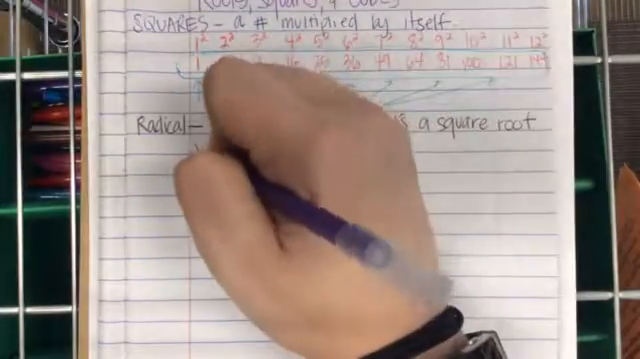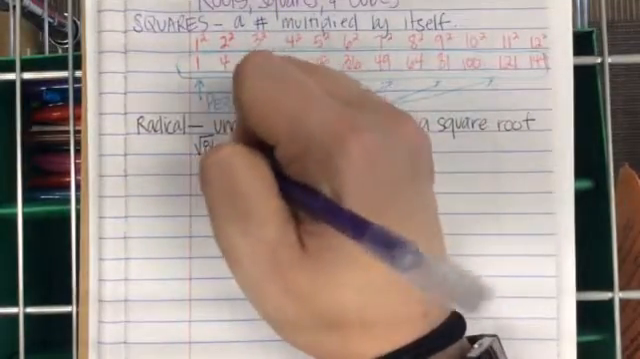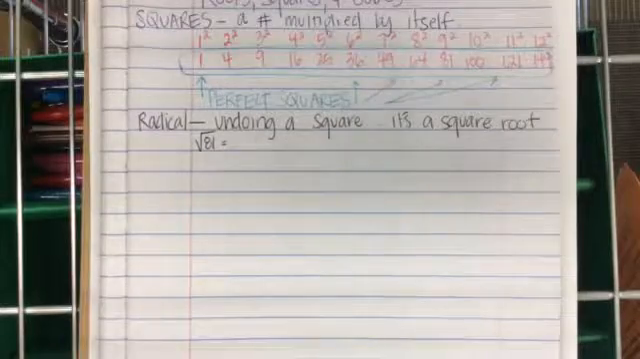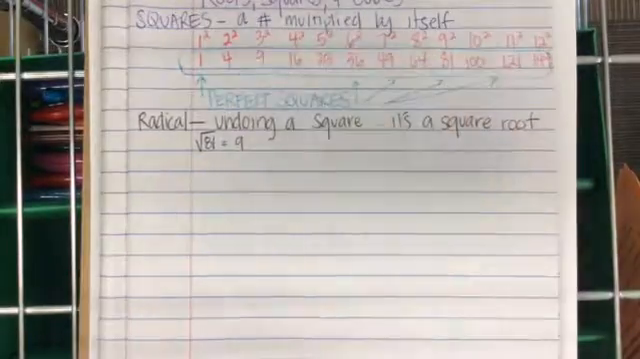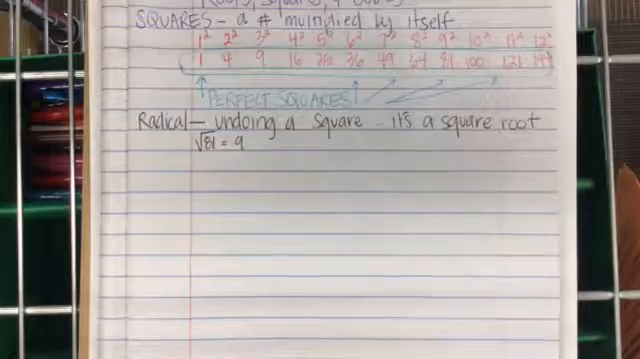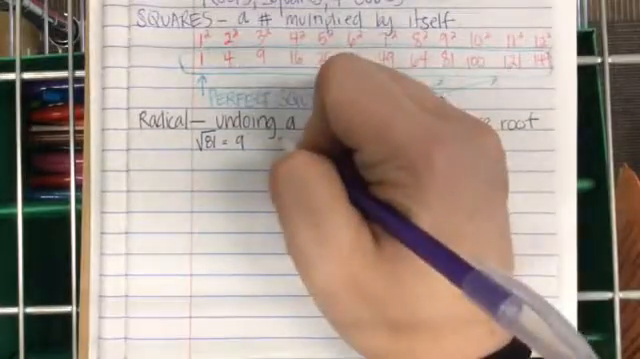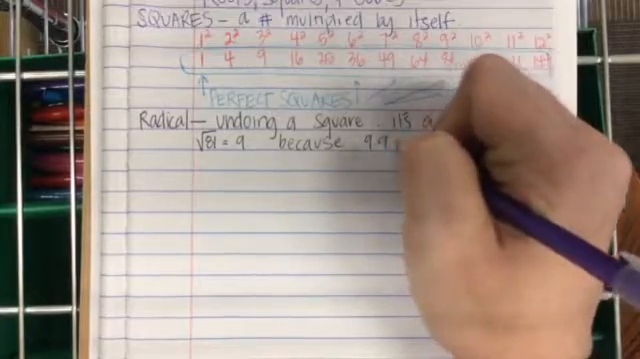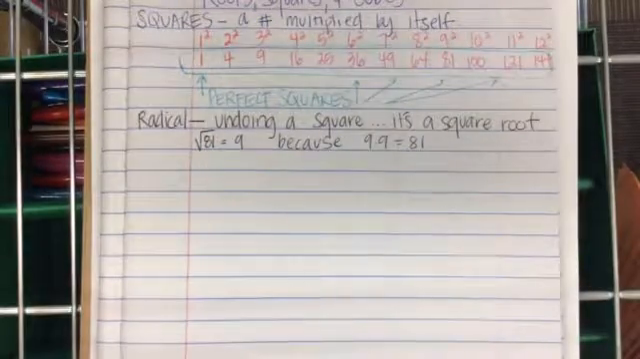So like the square root of 81 is what? 9. And how do you know the square root of 81 is 9? Yeah, because 9 times 9 equals 81. It's a perfect square.